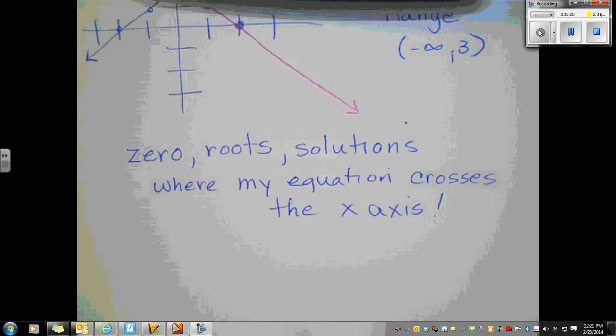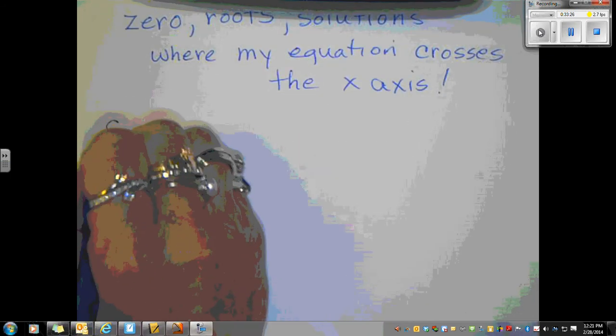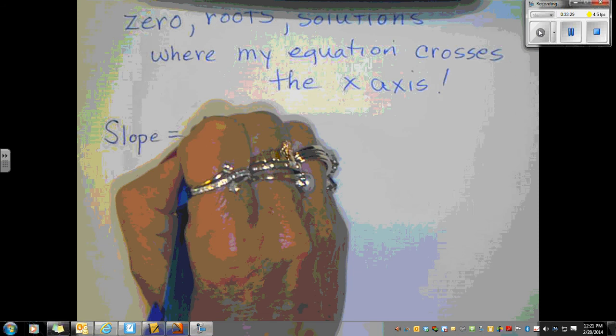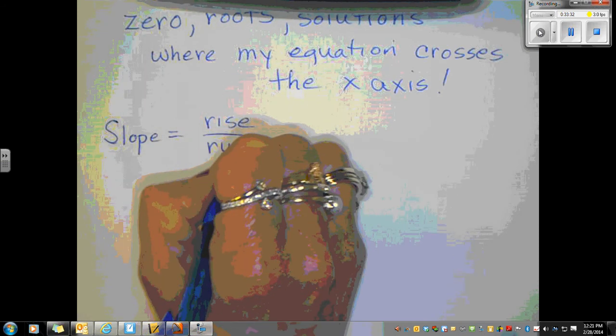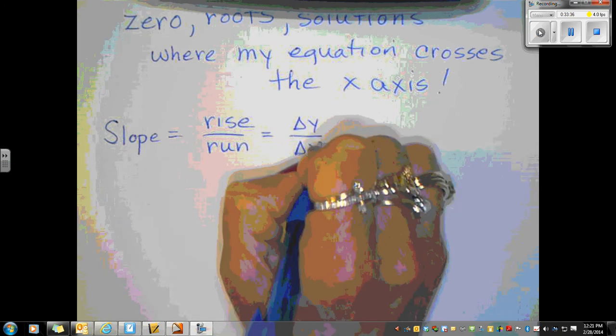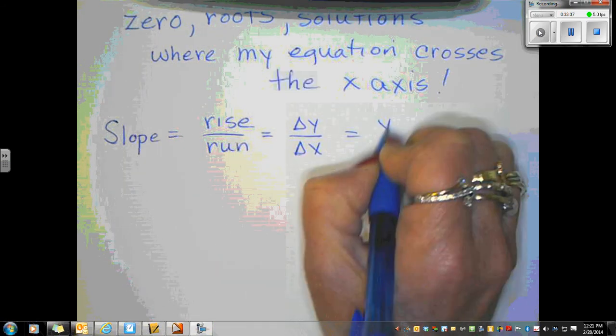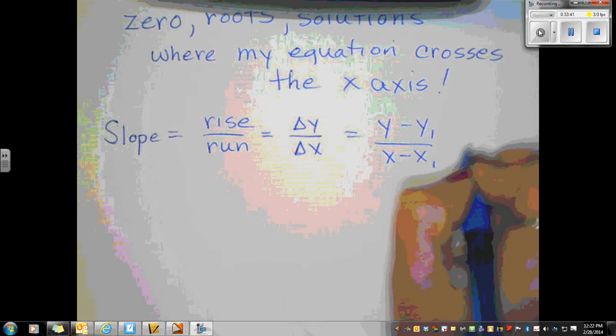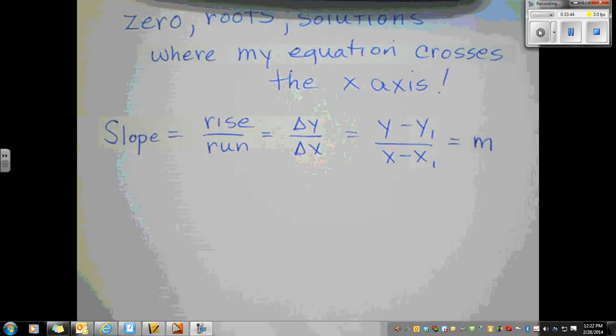Oh, and then I talk about slope. Talk to me about slope. What is slope? Slope equals rise over run. Delta y over delta x. Y minus y1 over x minus x1, symbolized by a tiny m.